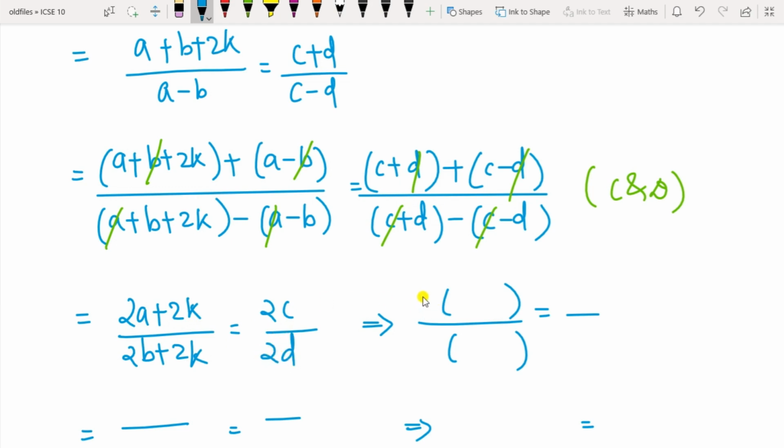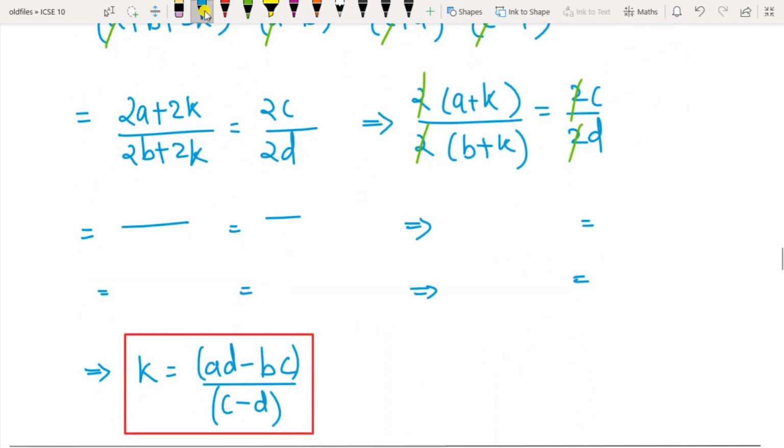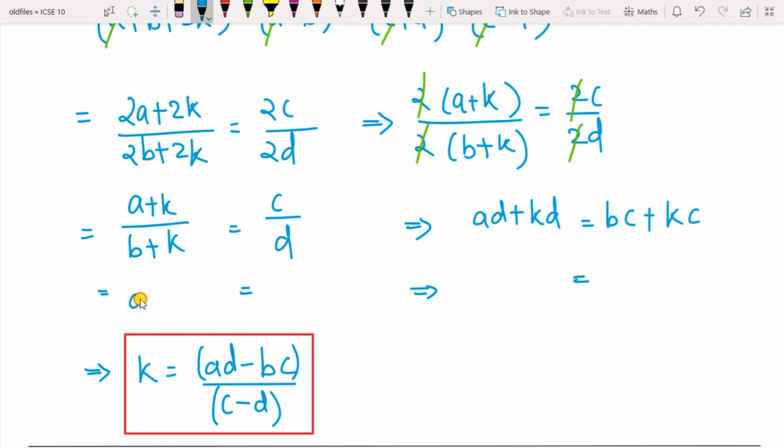So from everywhere, now here you can take 2 common: 2 times (b plus k) equal to 2 times c by d. So from all sides you can eliminate this 2. Okay, so you have (a plus k) by (b plus k) equal to c by d. Cross multiply: ad plus kd equal to bc plus kc. Bring the like terms together. So this will be ad minus bc equal to kc minus kd.